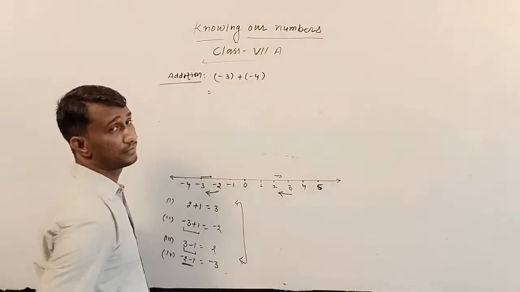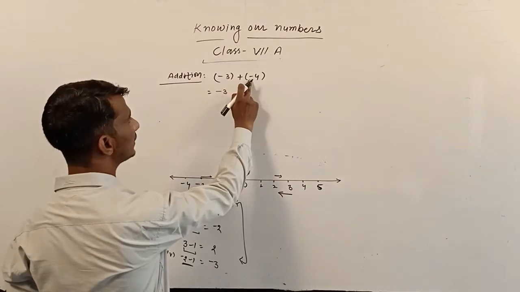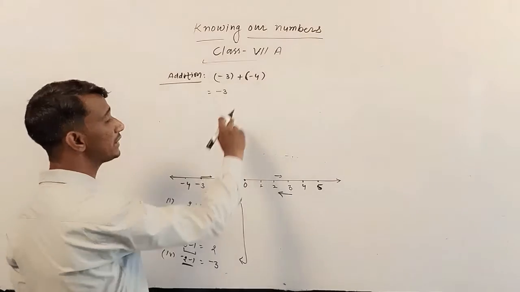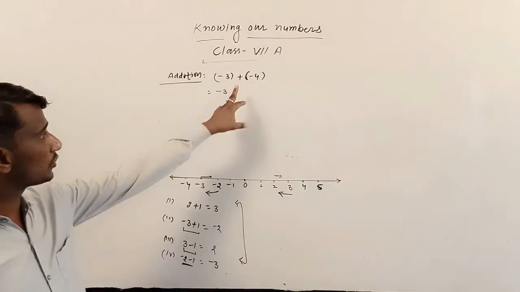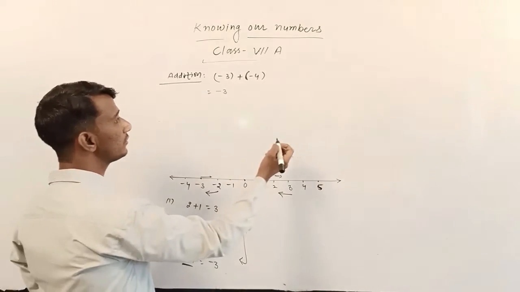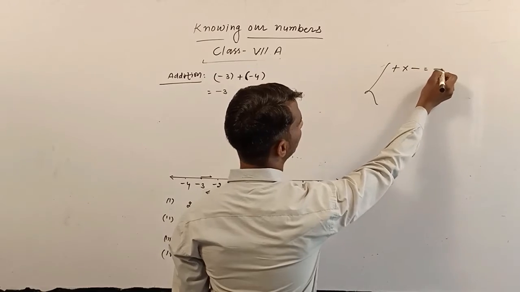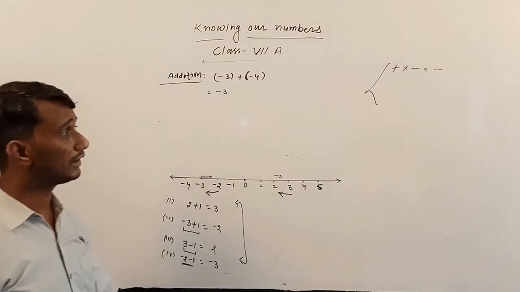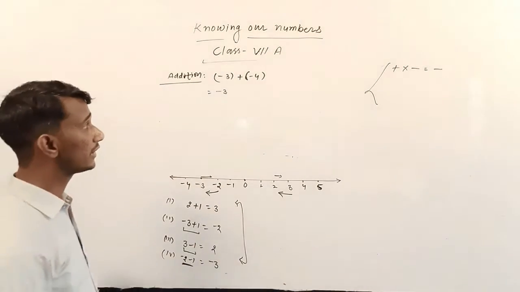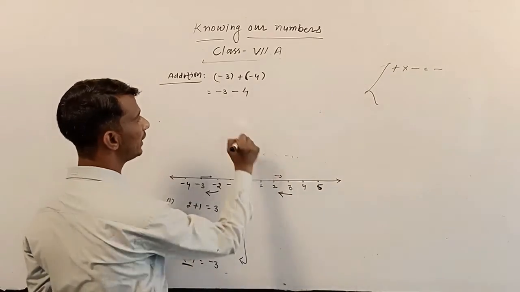So change the sign. How? Open the bracket, -3 plus into minus. The bracket here shows multiplication. So positive multiply negative means negative. If we multiply the positive number by the negative number, the answer will come in negative. So here positive into negative is negative, and after that we write 4.